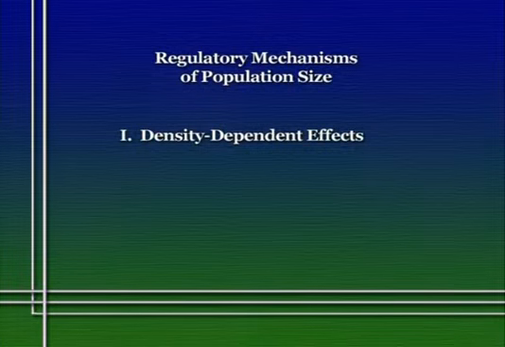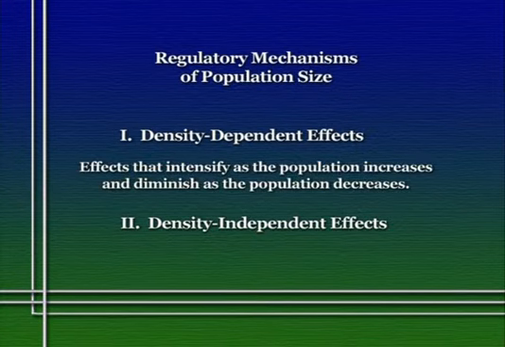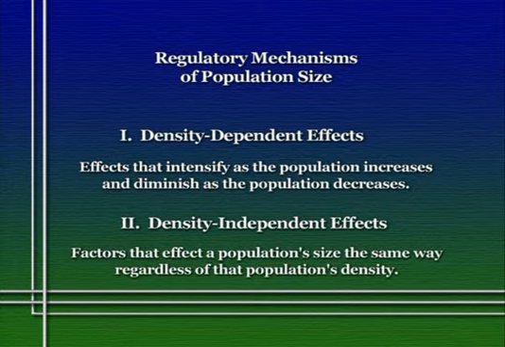Population ecologists separate the mechanisms that might regulate population size into two general categories. These categories are referred to as density-dependent effects or density-independent effects. Now, density-dependent effects, as the name suggests, are those effects that intensify as the density or population size of a population increases and that reduce as the density of a population decreases. They're density-dependent effects. By contrast, density-independent effects, again as the name suggests, are factors that affect a population size irrespective of what the current density of the population is.